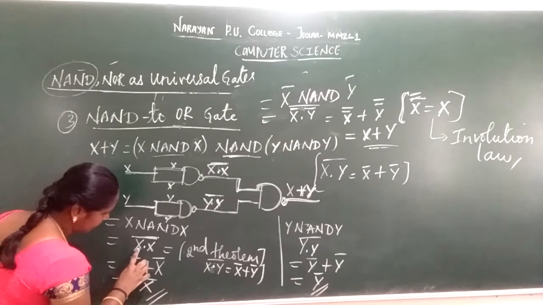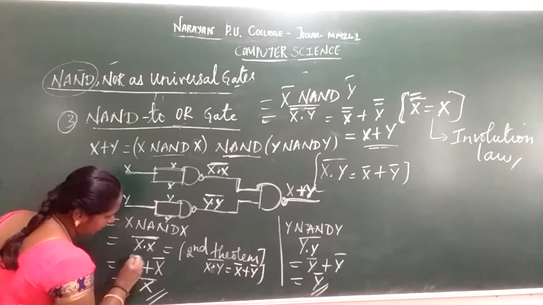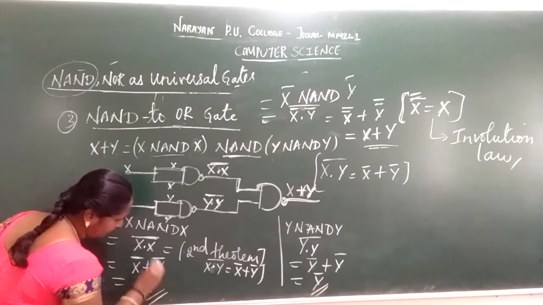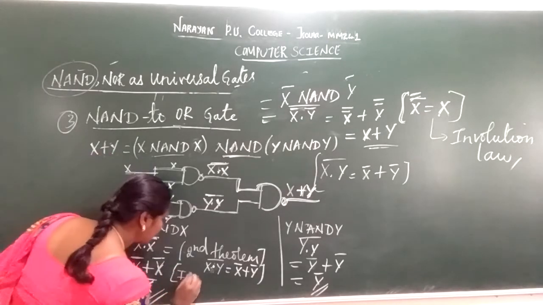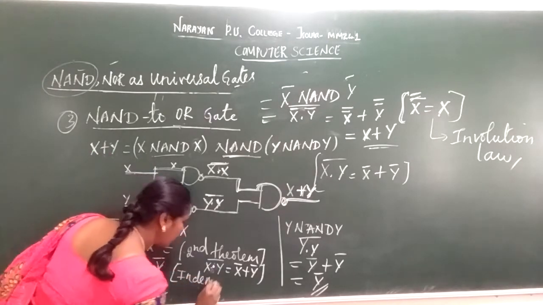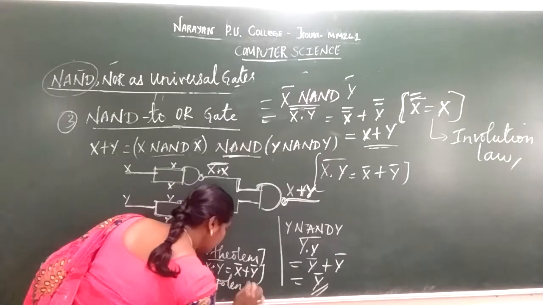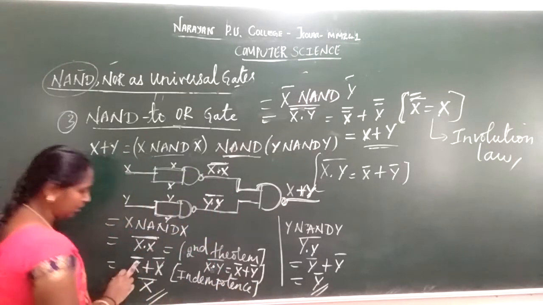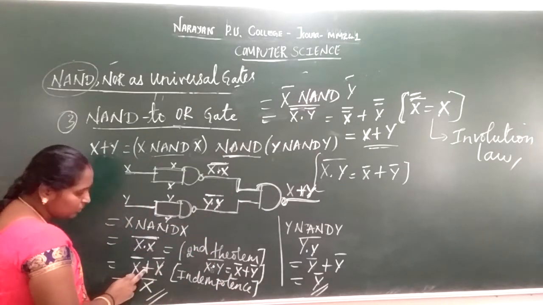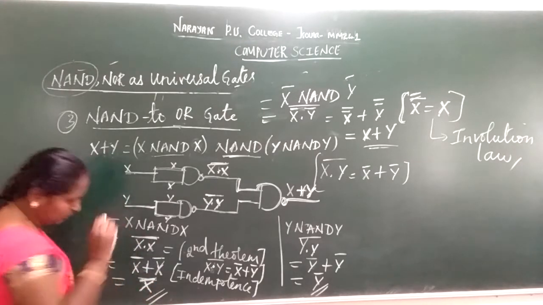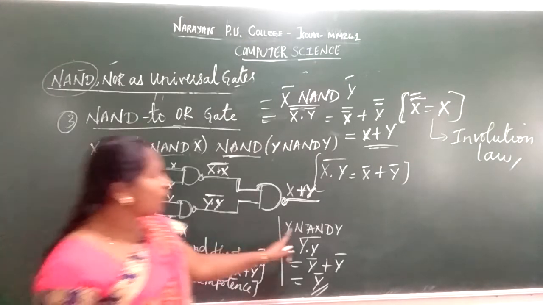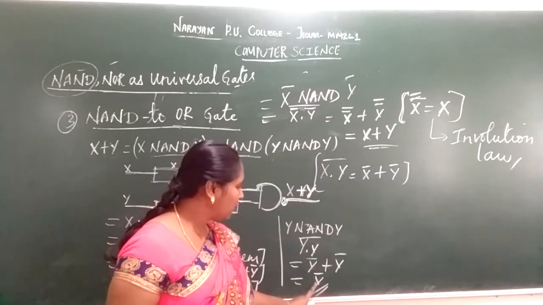So here this is my x, this is my y. So here x bar plus x bar. According to your idempotence law, a variable combined with itself using an OR operation or AND operation is the same variable. So I am getting x bar. Similarly you do for y, y NAND of y, you get y bar.